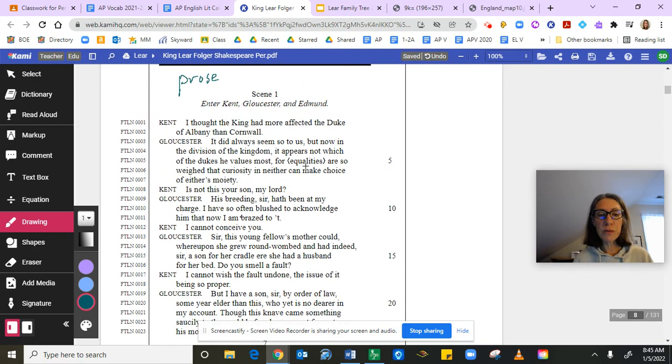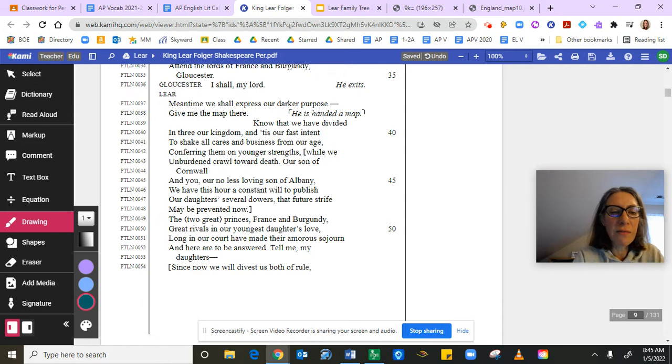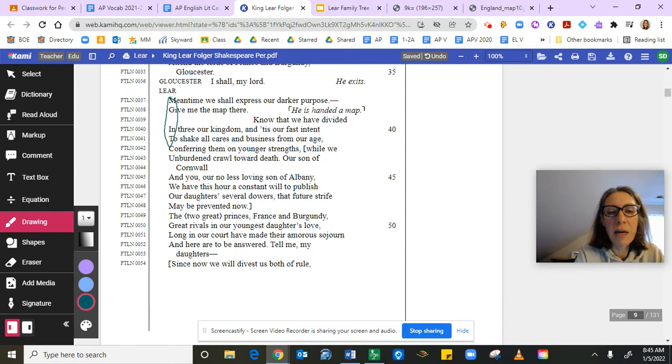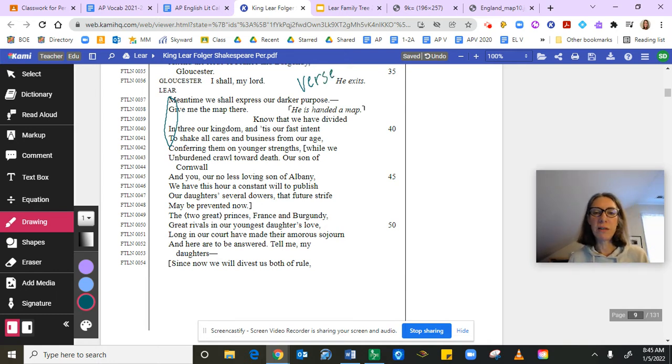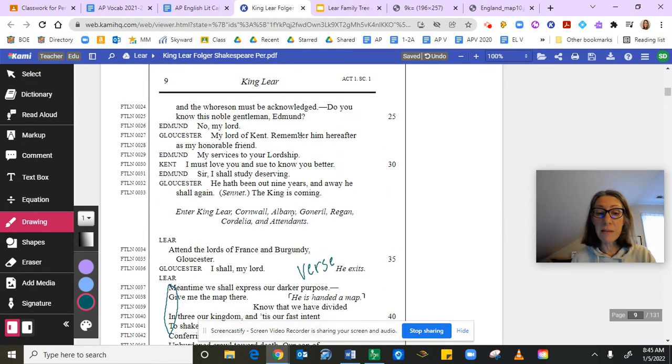The way you can tell if something's prose or verse is that here, it's all lowercase. In verse, it's all uppercase on the left. So this is where the verse begins, and the verse should be in iambic pentameter. It's very rough iambic pentameter here. There's a lot of flaws in the meter.